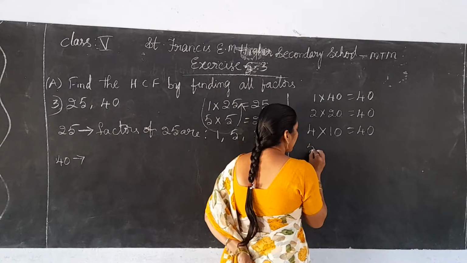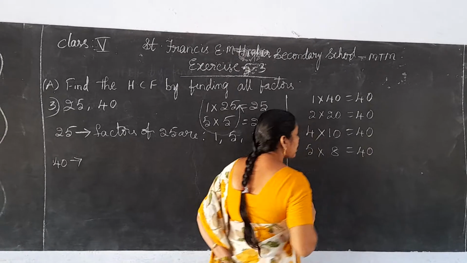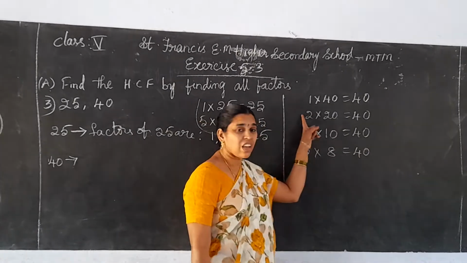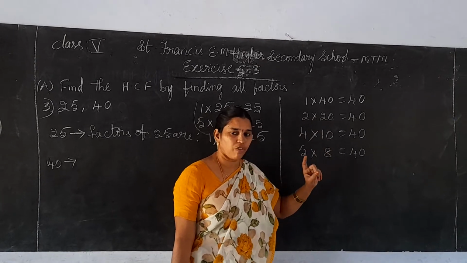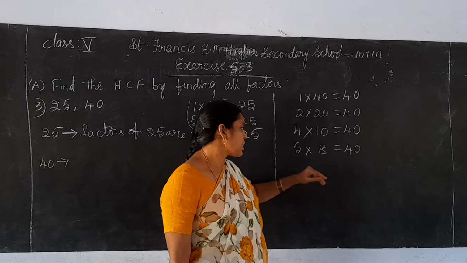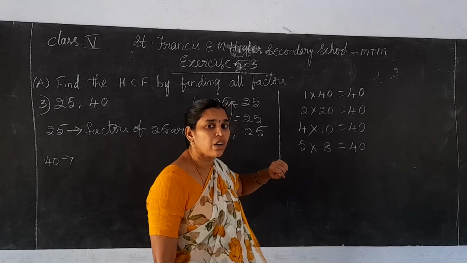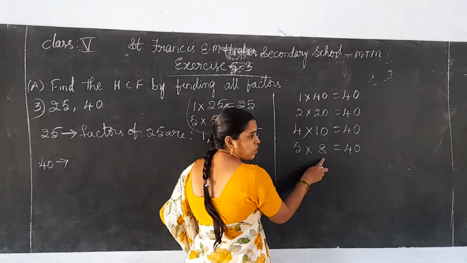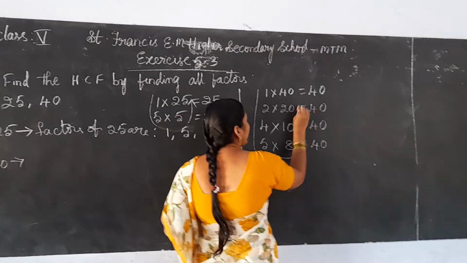5 eights are 40. 6 table will not go. Why? 2 is a factor of 40, but 3 is not a factor of 40, so 6 is also not a factor of 40. Now 7 table, 40 will not come. 8 table will come. 8 fives are 40. Already we wrote 5 eights, so all the factors are completed for 40.